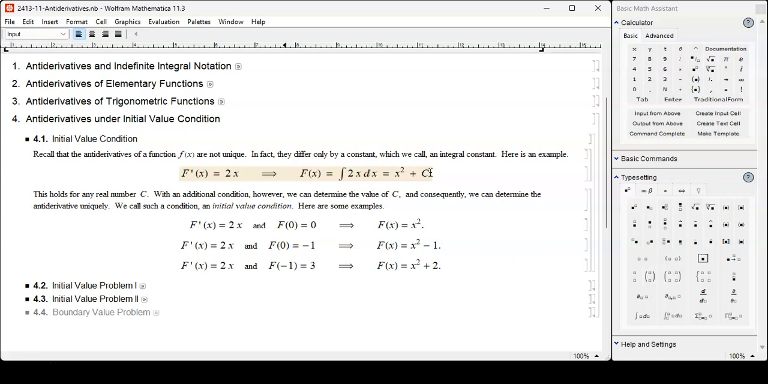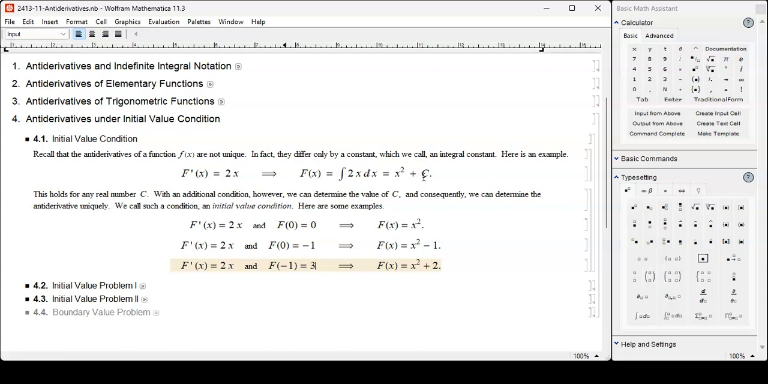But if you have an initial condition, say f of 0 is 0, f of 0 is -1, f of 0 is, say, 25, or in this case, instead of starting from 0, you're starting from -1 for some strange reason. Maybe you're starting from data from yesterday, I guess. F of -1 is 3. All these kind of things are called initial condition or initial value condition. From those, you can determine c.